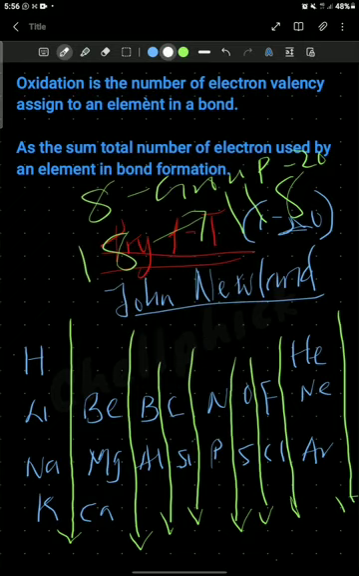Johann Newland actually gave us this periodic table because it was postulated in 1964, and during that time only 64 elements were known. But unfortunately, the periodic table is only correct for the first 20 elements, and even at that time the noble gases had not been discovered. So this group is known as the noble gases. Group 8 to 0 are known as noble gases.